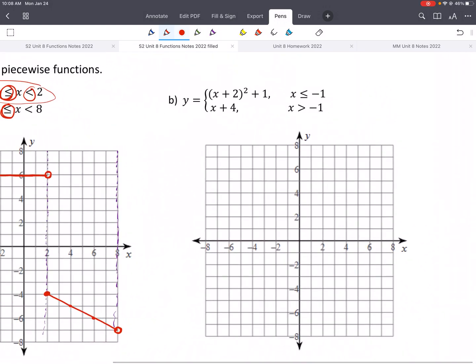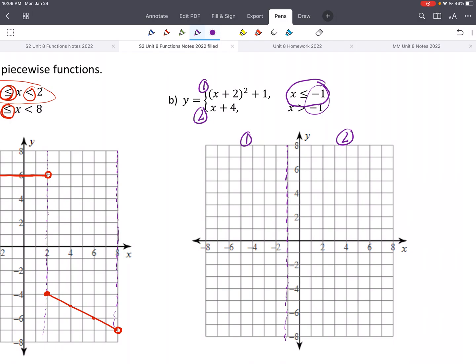So here we have one domain line. It is only at -1, so we'll do this dotted line here. The first equation only applies when x is less than or equal to -1, so this equation only applies here. And then the other equation only applies on the right side, when x is greater than -1.